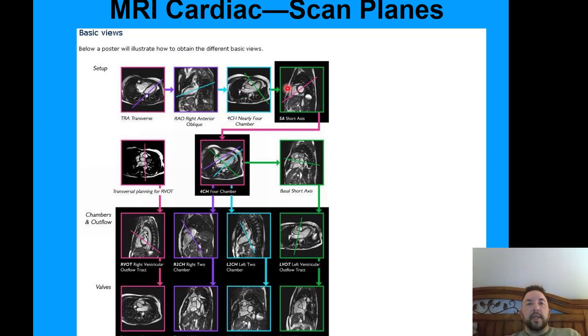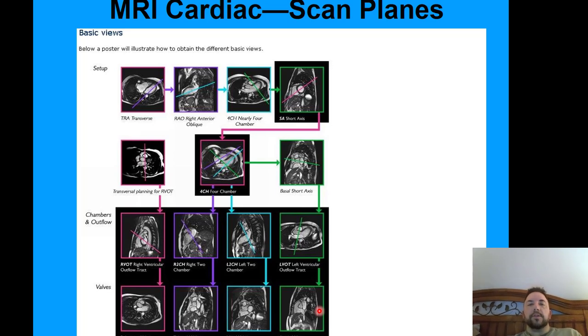Then this is used to plan your short axis, then to plan your four-chamber, then to do the transverse RVOT, which gets you from the RVOT view to the pulmonary valve. You have your right two-chamber view, which is here, that comes from here that gets to your tricuspid. So all of these different chambers, outflow, chamber, outflow. This LVOT here is what gives you the LVOT view here, which gets you to your aortic valve.